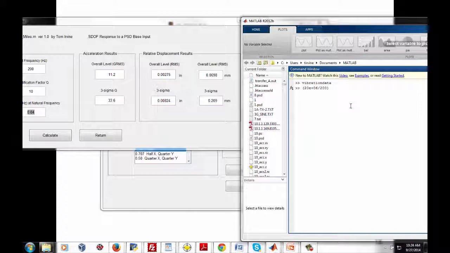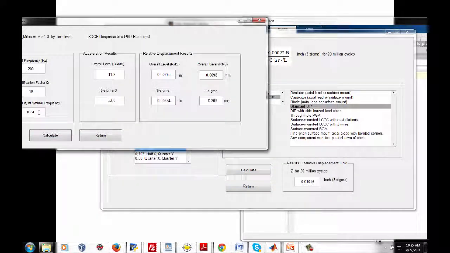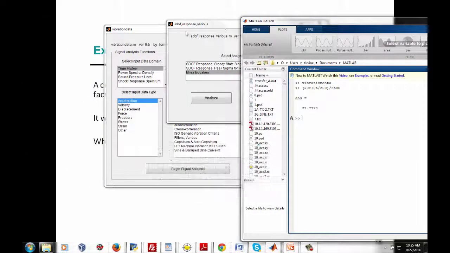Now, the number of seconds is going to be so huge, let's just divide that by 3600 to convert to hours. So the 20 million cycles is good for, or equivalent to 27, let's just round that up and say 28 hours. So that means we're good to go for 28 hours at a constant input level of 0.04 g squared per hertz. So that's just another thing that we can do with this calculation, how that calculation works out.